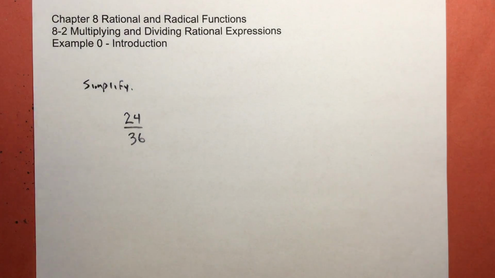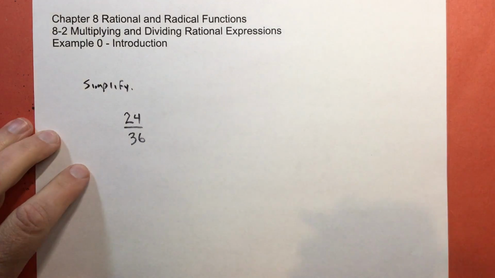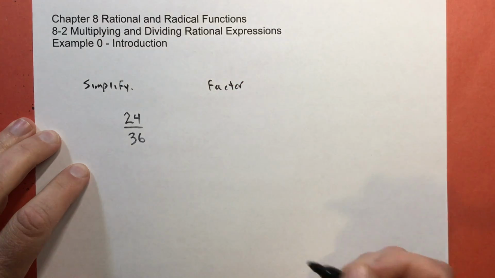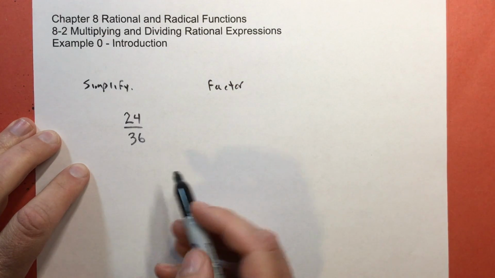So again, if I threw this up on the board and said, simplify this, I'm almost certain all of you would say 2/3 or 2 over 3. Got it. But here's what I actually want you to understand, what's going on here. The first thing I'm going to do is I'm going to factor the top.